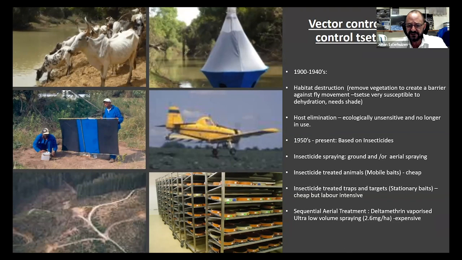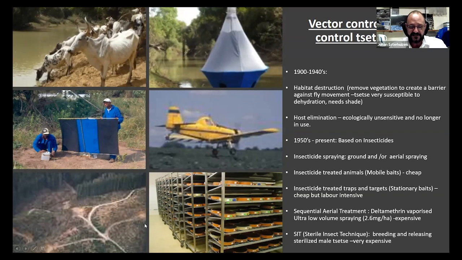Then we can also do sequential aerial treatment, which is basically the application of deltamethrin in a vaporized or ultra-low volume spraying, really low volumes, 2.6 milligram per hectare. It's a very efficient method, but it's a fairly expensive method.